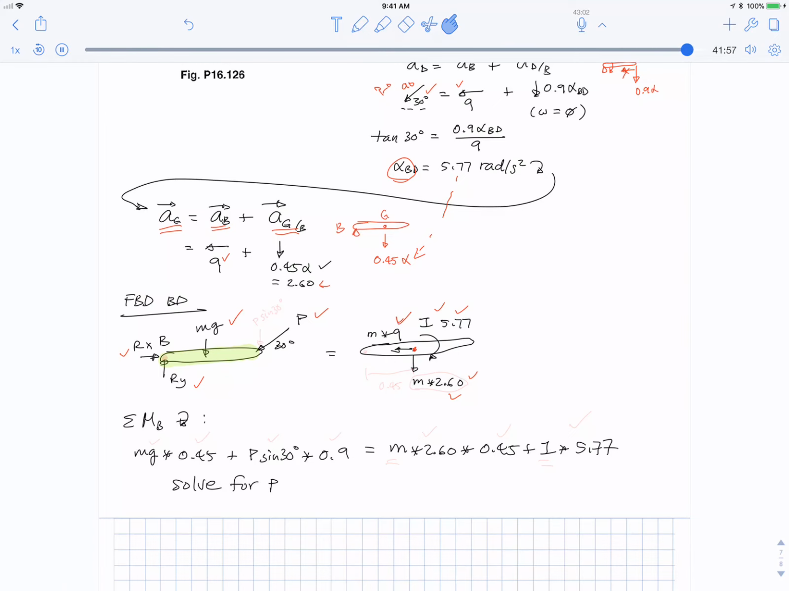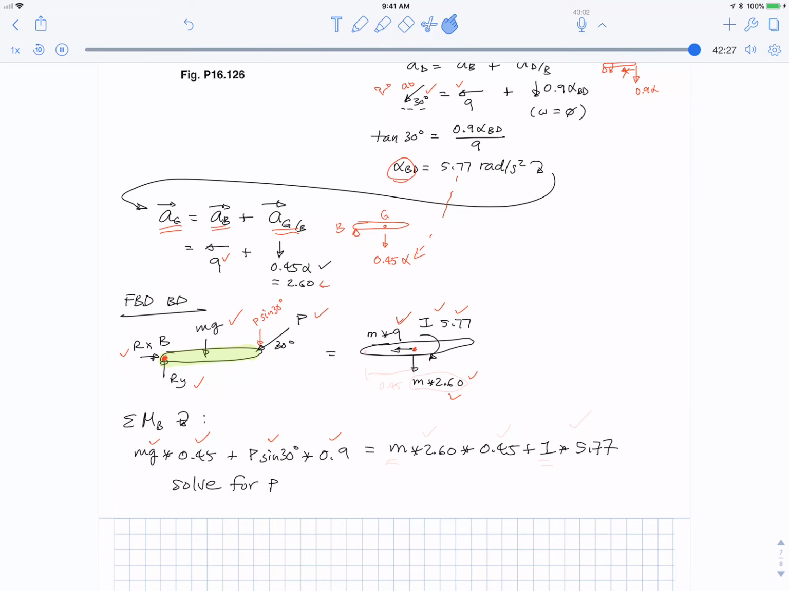We want some kind of equation that will solve for P. The smart thing to do is to take moments about B, because it gets rid of those two reactions. I'm going to take clockwise as positive. So you have the weight, mg, times its moment arm from point B, which is 0.45. You have the vertical component of P, which is P sine 30 degrees, or P over 2. And its distance from B is 0.9, so there's the force times the distance.